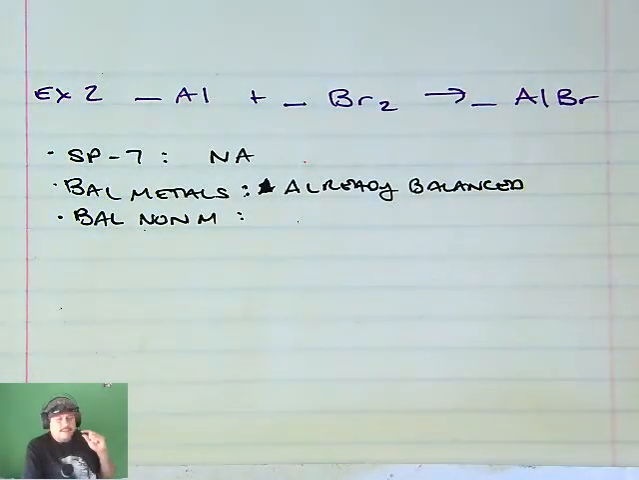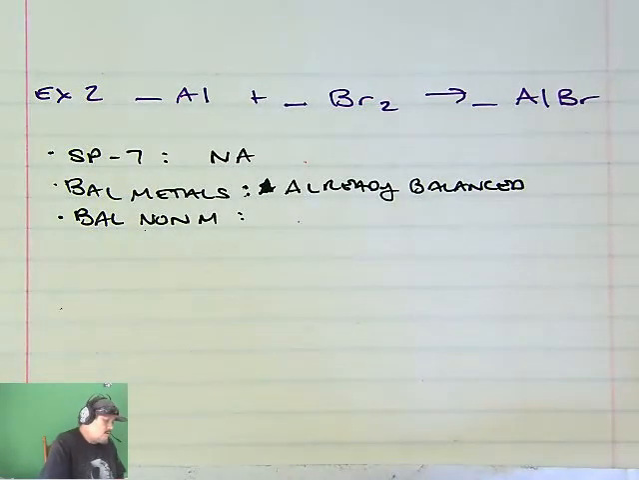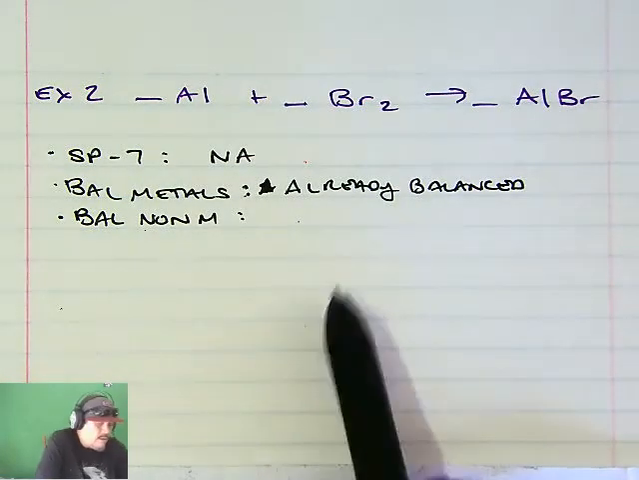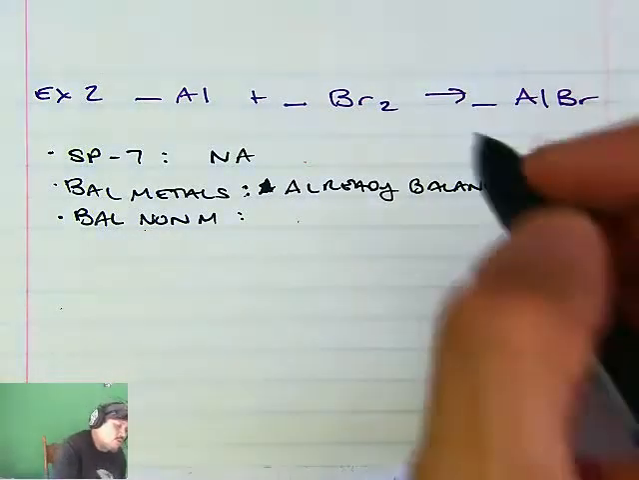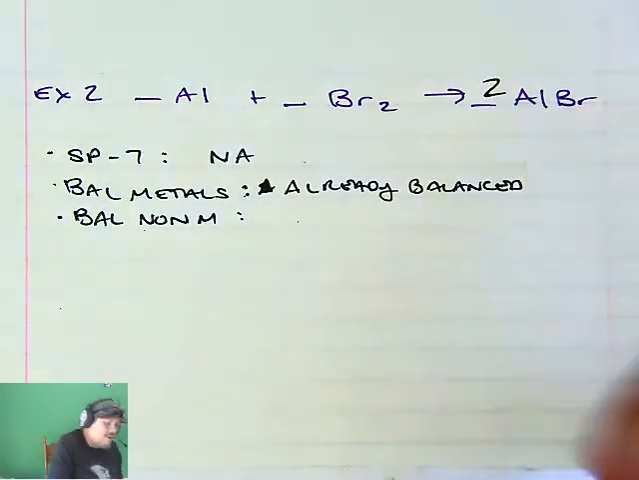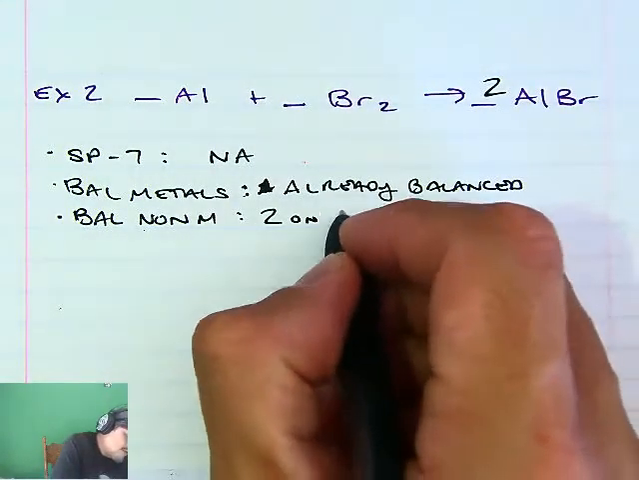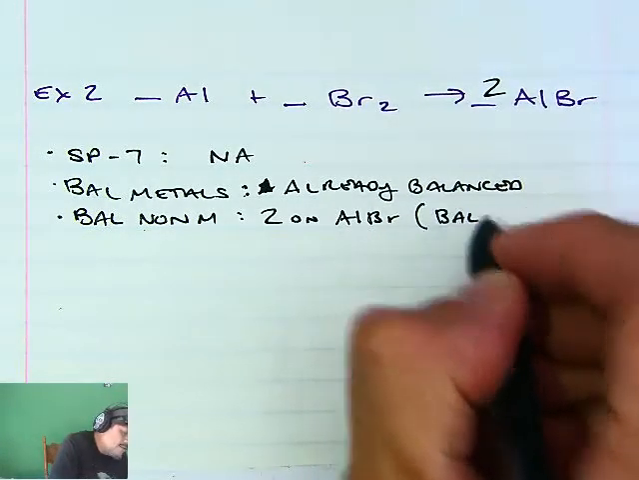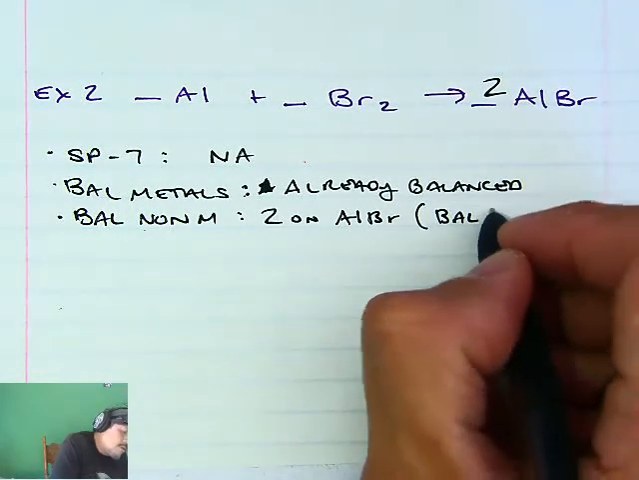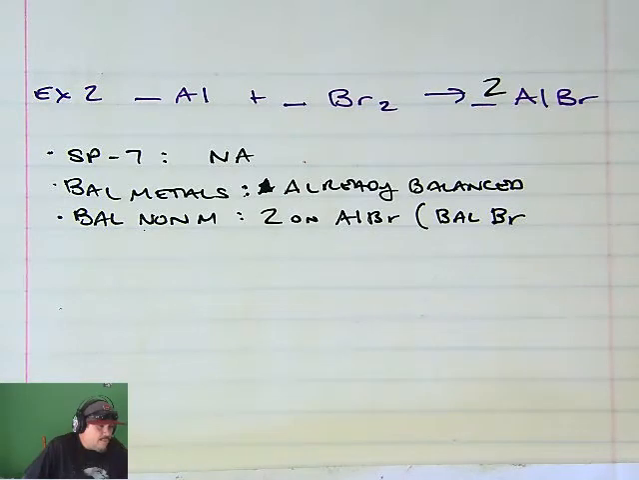Okay, and as in the chat box it already says, bromine is the nonmetal that I want to focus on. There's 2 bromines here and only 1 here. So my solution is to put a 2 there. Okay, so I'm going to write that 2 on AlBr. When I do that, I balance bromine. Okay, I balance bromine when I do that.